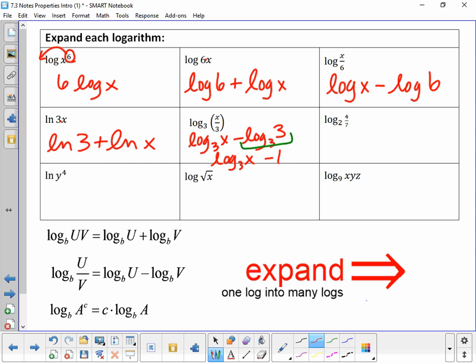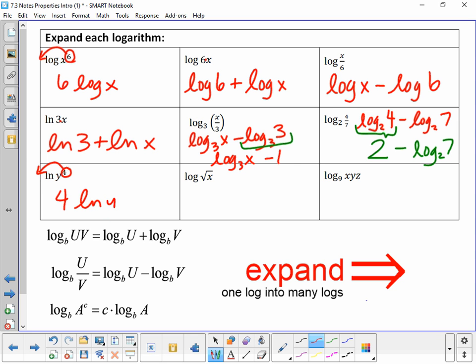Next one is also a quotient rule. We have the log base 2 of 4, subtract the log base 2 of 7. And maybe you recognize this quantity here, log base 2 of 4 is the same as the number 2. So it's 2 minus log base 2 of 7. Natural log of y to the 4th power, we're going to bring that power down. 4 times the natural log of y.